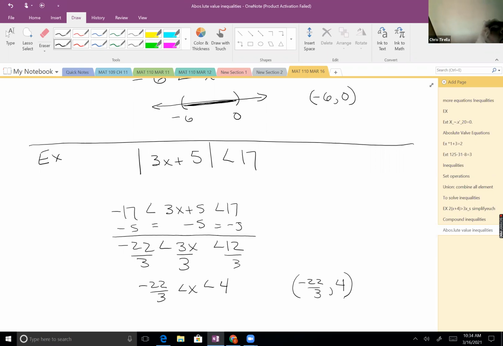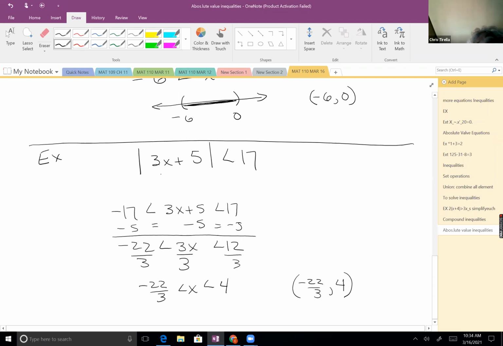Did everybody get the open interval from negative 22 thirds to 4? Does anybody need any details? Any questions?